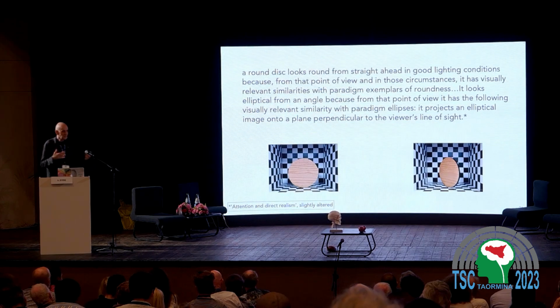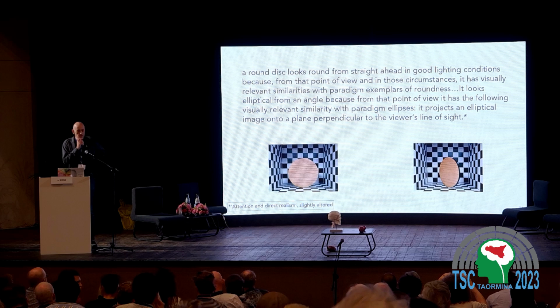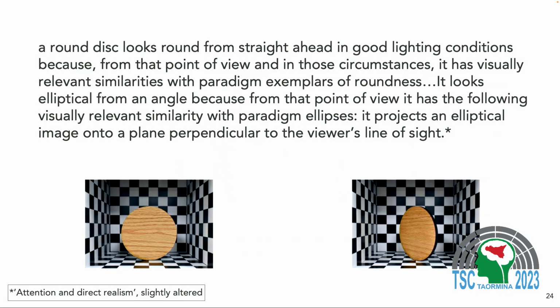Okay, so now let's turn to visually relevant similarities. And he says some things about visually relevant similarities. He gives some examples of visually relevant similarities, which certainly gives the impression that you could explain what visually relevant similarities are without smuggling in the notion of looks, the notion that he's supposed to be analyzing. So he says, for example, a round disk looks round from straight ahead in good lighting conditions because from that point of view and in those circumstances, it has visually relevant similarities with paradigm exemplars of roundness. It looks elliptical from an angle because, from that point of view, it has the following visually relevant similarity with paradigm ellipses. It projects an elliptical image onto a plane perpendicular to the viewer's line of sight, in other words, the fronto-parallel plane.